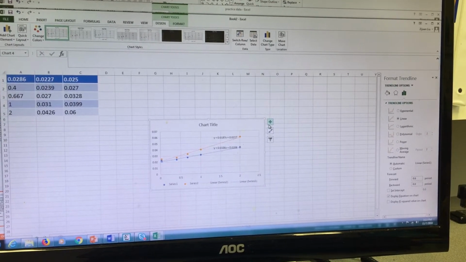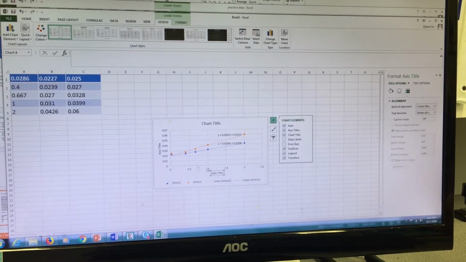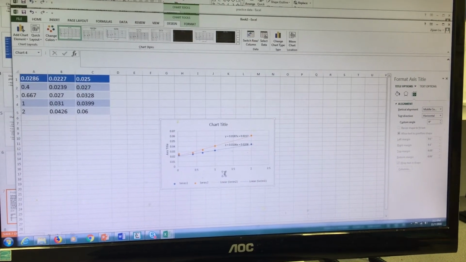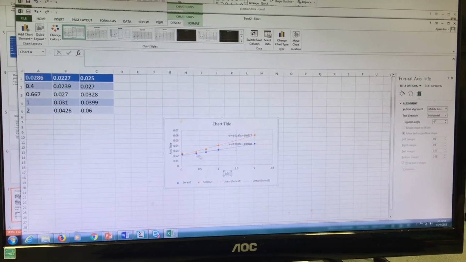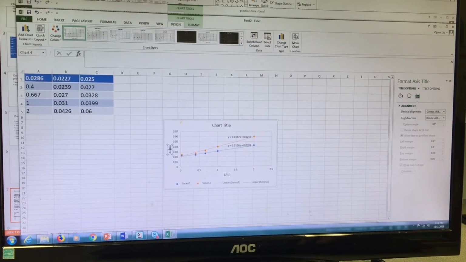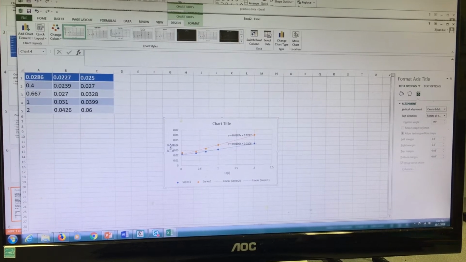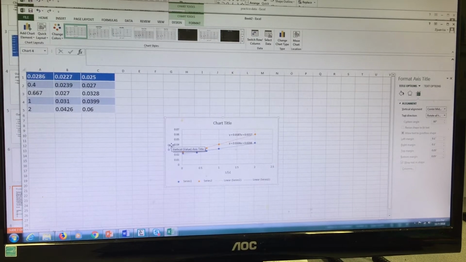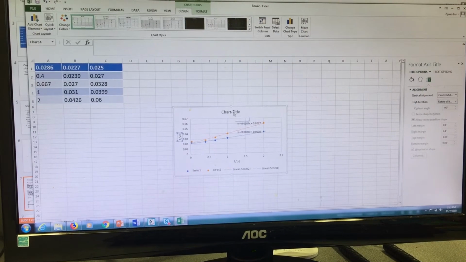You also want to make sure to add the titles, and what we're going to do is do 1 over concentration of substrate and 1 over V initial. You can also figure out the title of the chart.